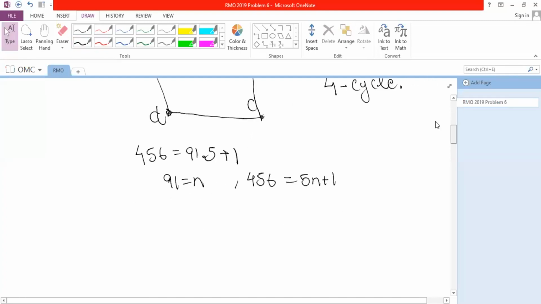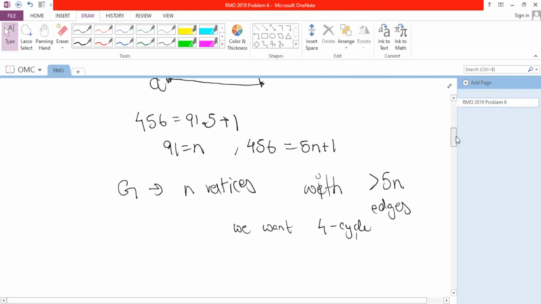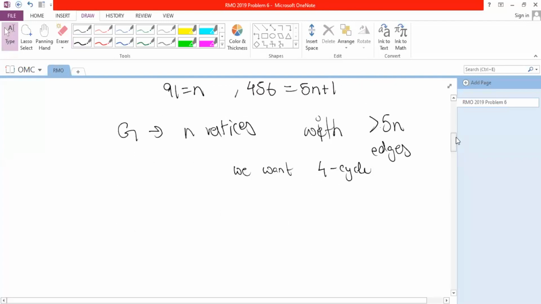So rephrasing our problem, we have a graph G on n vertices with greater than 5n edges, and we want a 4 cycle. So assume, for the sake of contradiction, that G has no 4 cycle.